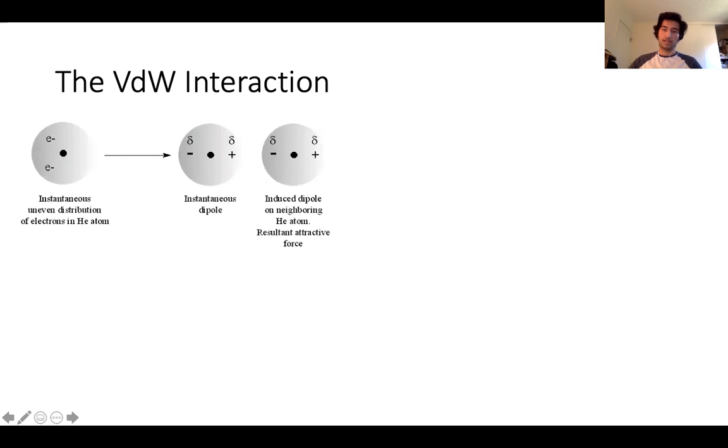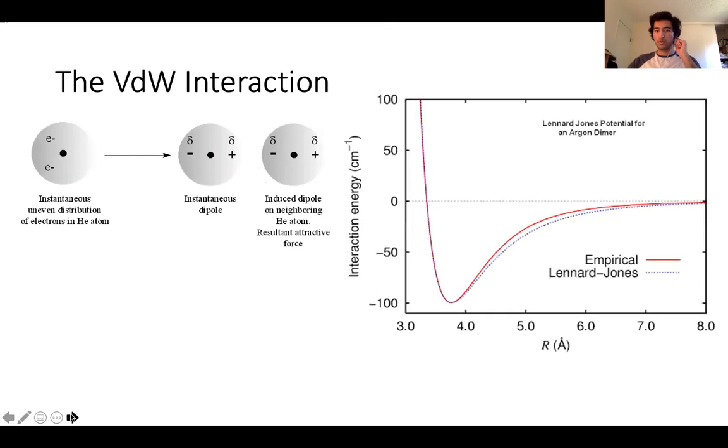And so if we sum all these interactions over the course of many atoms, or even if we look at just one pair of atoms interacting, we get a graph that looks something like this. And this is called the Lennard-Jones potential, but this is just the name that's given to the empirical energy function for van der Waals forces that you were discussing in class.